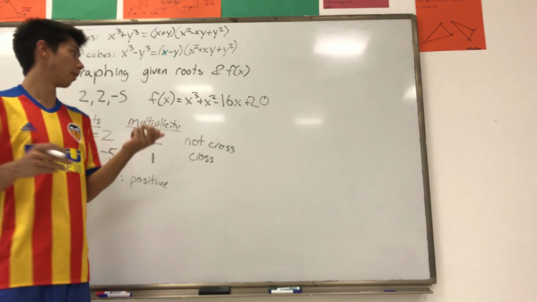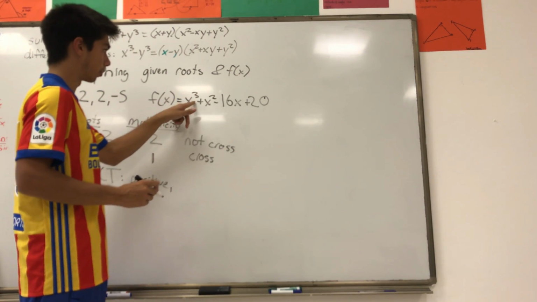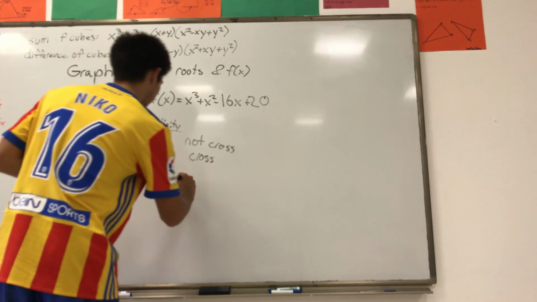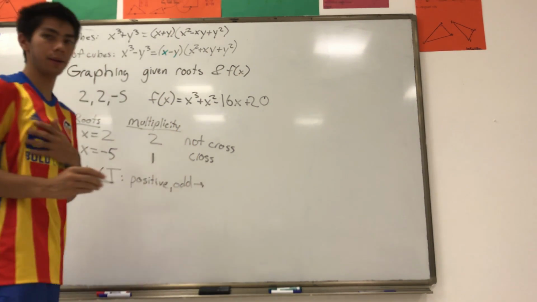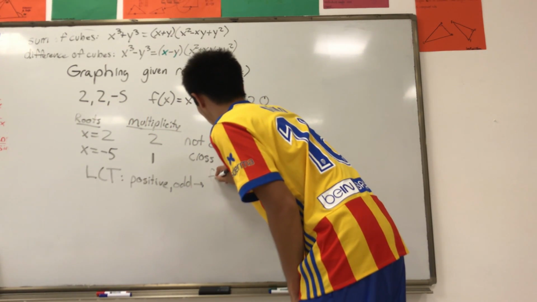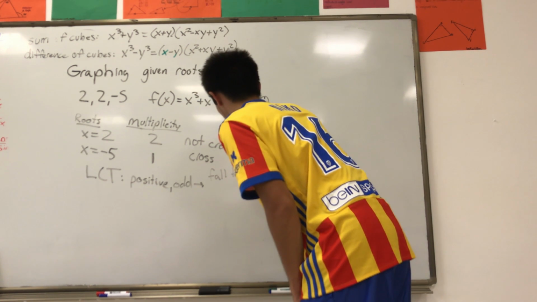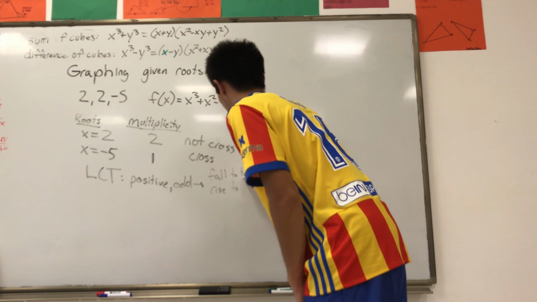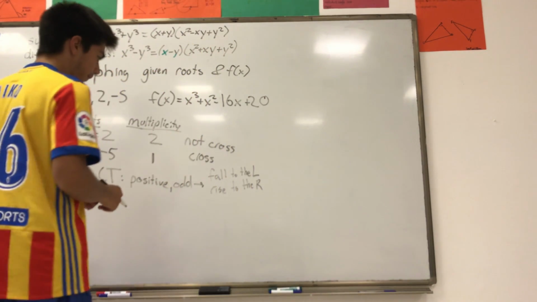And then I need to figure out whether the degree is odd or even. 3 is my degree, it's the degree of the largest term. So my degree is 3. 3 is an odd number, so I'm going to write positive, odd. And since it's positive and odd, this implies that it's going to fall to the left, I'm going to write L for left, and rise to the right. Okay? Fall to the left, rise to the right.